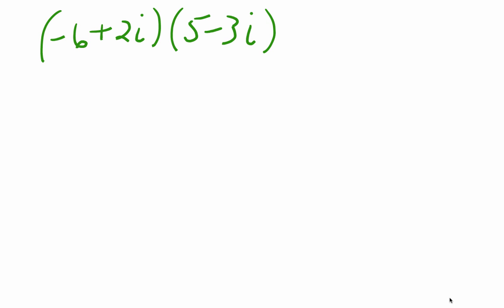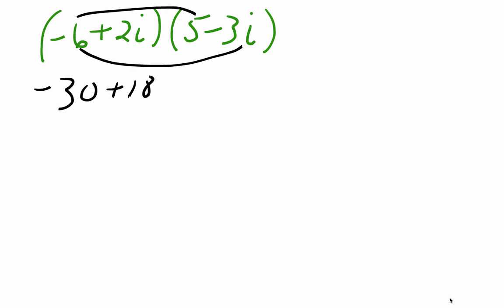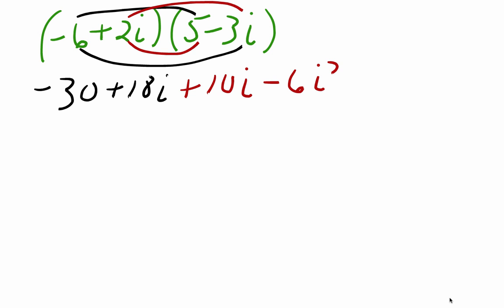Let's try another one of those. So we have negative 6 plus 2i times 5 minus 3i. Apply the FOIL method. So that times that first would be negative 30. And that times that would be plus 18i. Then we'll take this second one times the first one, which would be plus 10i. And then that times that would be negative 6i squared. Alright, now we know that i squared is negative 1, so now we have negative 6 times negative 1 there, which would be positive 6.